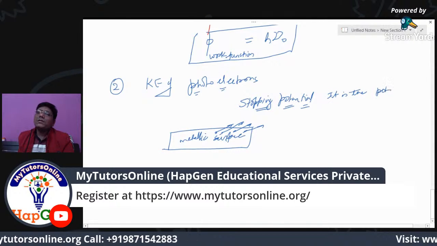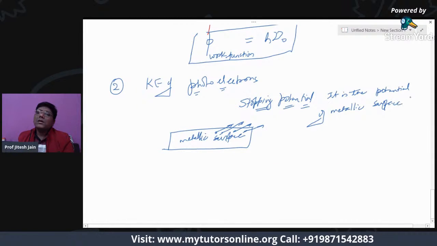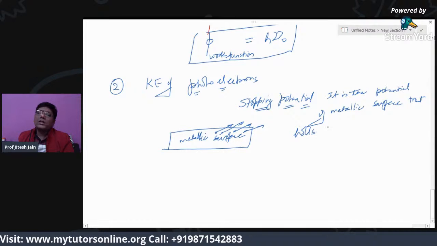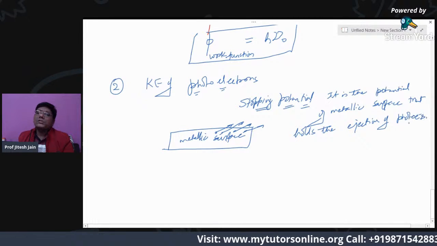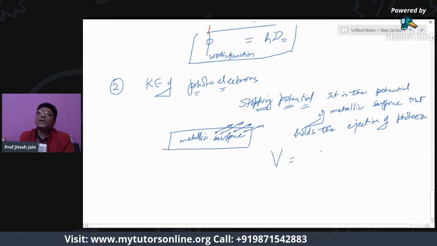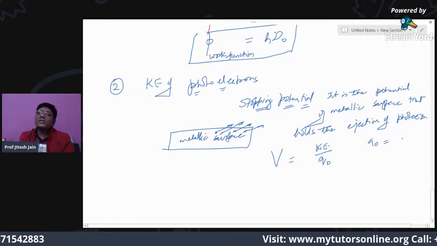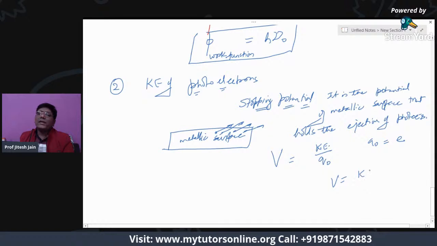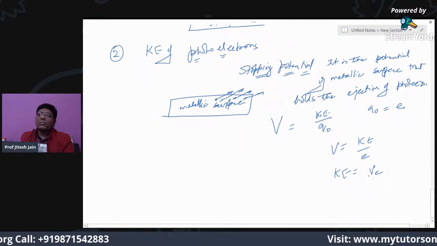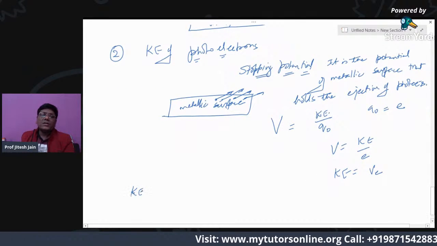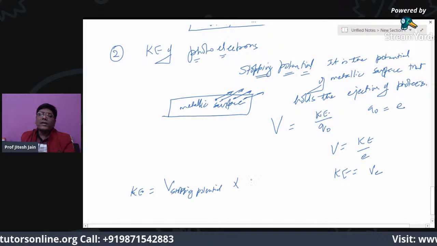So that means stopping potential is what? It is the potential, right, of the metallic surface that holds the ejection of the photoelectrons. So by the stopping potential, V will be the total amount of the kinetic energy divided by the electric charge, that is Q. And here the charge is equal to the charge on the electron itself. So V is equal to kinetic energy by e. That means kinetic energy is equal to V times e, right? This V you can write as the stopping potential. So the kinetic energy value here is V, the stopping potential, into the electric charge, that is e, right?